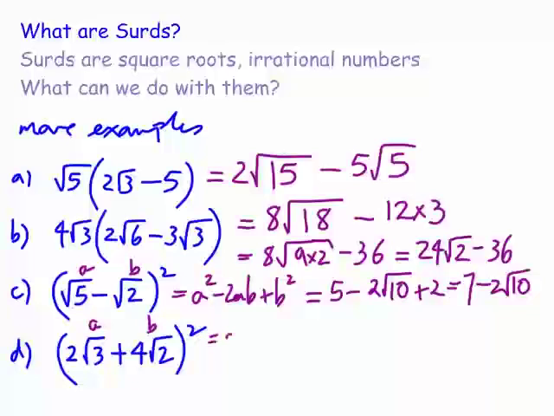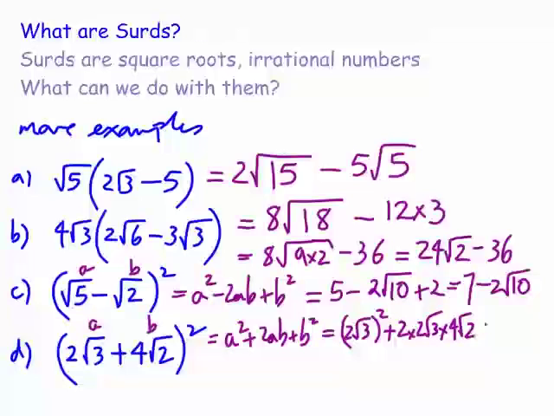We're using a squared plus 2ab plus b squared, because it's really like a squared plus b squared, and the a is actually 2 root 3. Now this is getting an interesting one, so let's write this out. We get 2 root 3 all squared plus 2 lots of 2 root 3 times 4 root 2, and then plus 4 root 2 all squared.